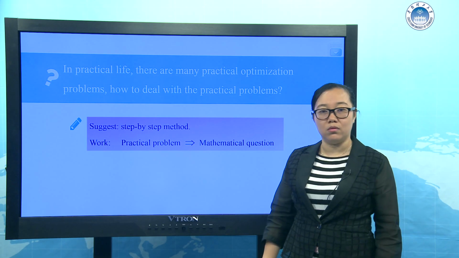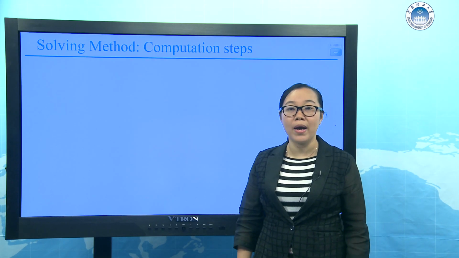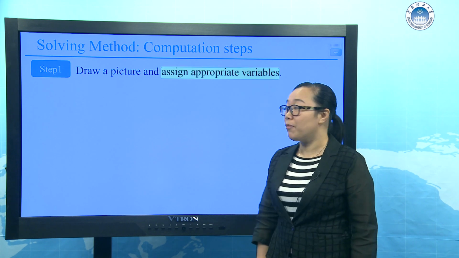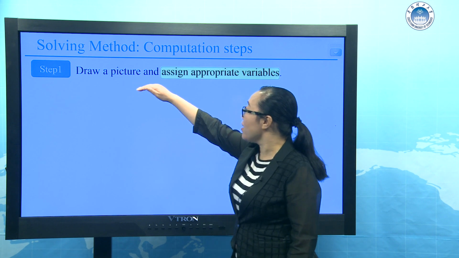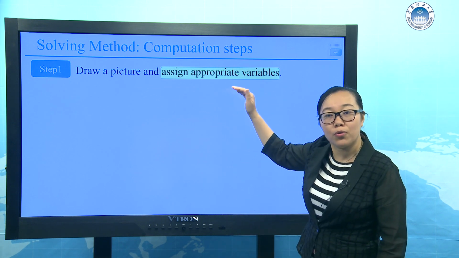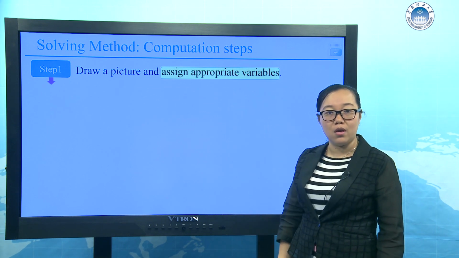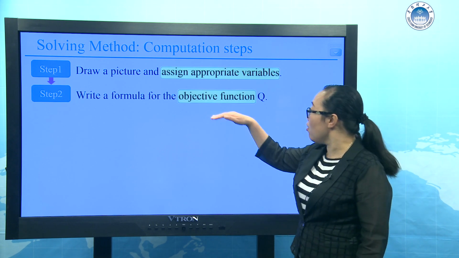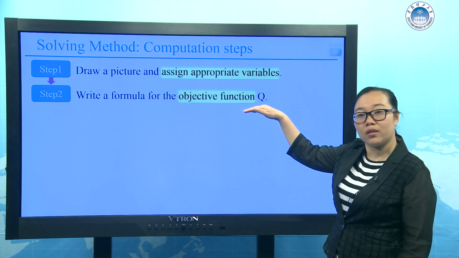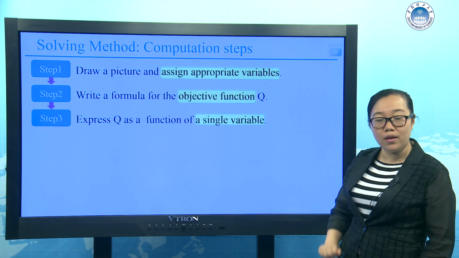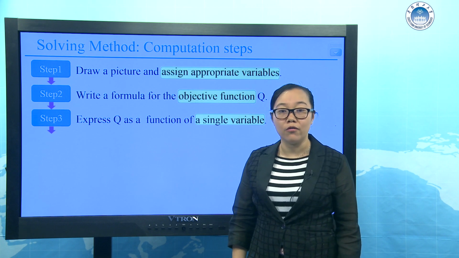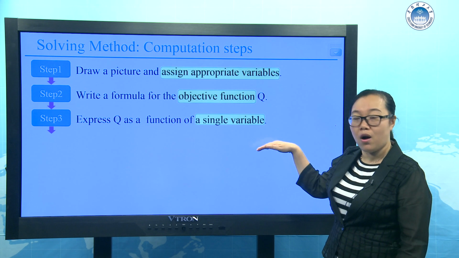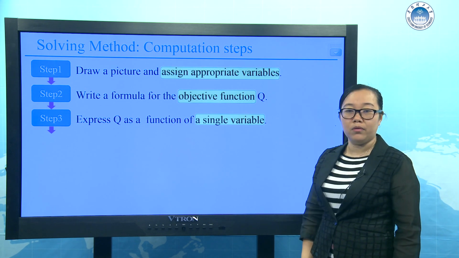How to do? Now look at the solving method, the concrete computation steps. Step 1. Draw a picture and assign appropriate variables. Step 2. Write a formula for our objective function. Write it as Q. And then express Q as a function of a single variable. Pay attention to a single variable.